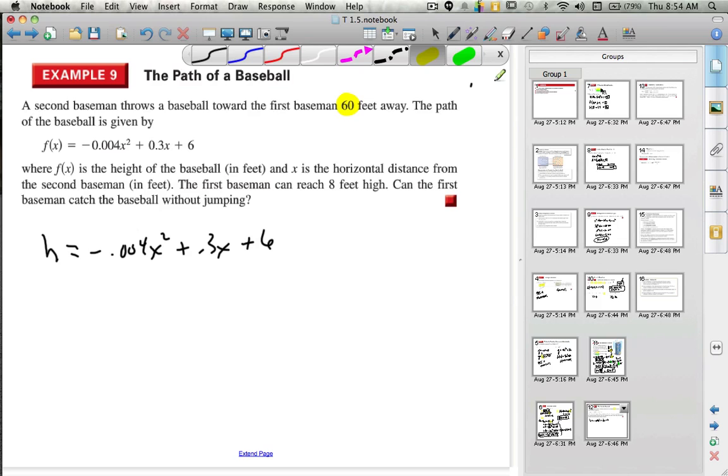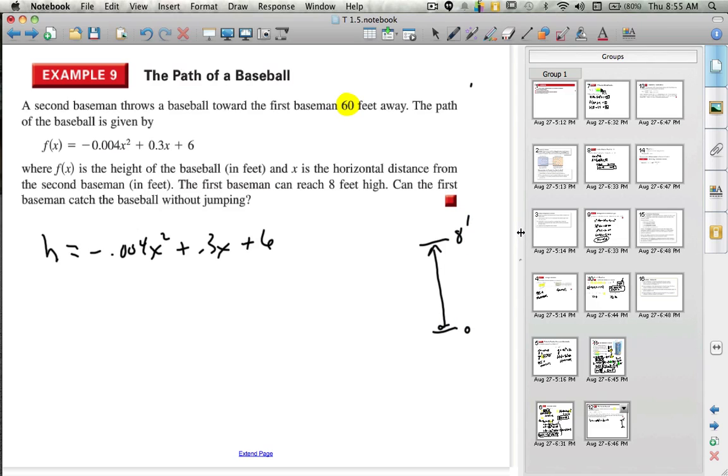So the idea here is that if my resulting value is somewhere between 0 and 8 feet high, then he can catch it without jumping, and if not, he'd have to jump or it would just go over his head. So the key is my input, which is my x value, is 60 feet. That's how far away from the second baseman it needs to be when it gets to the first baseman. So I plug that in. Negative 0.004 times 60 squared plus 0.3 times 60 plus 6.